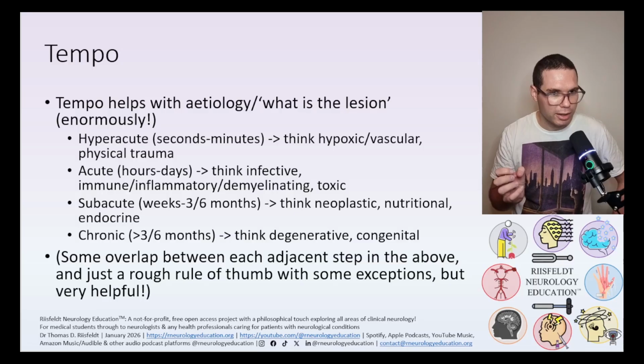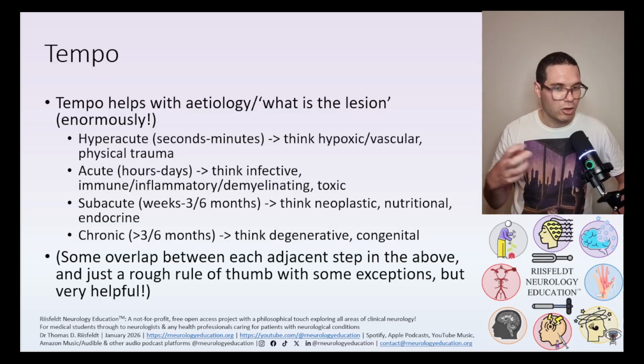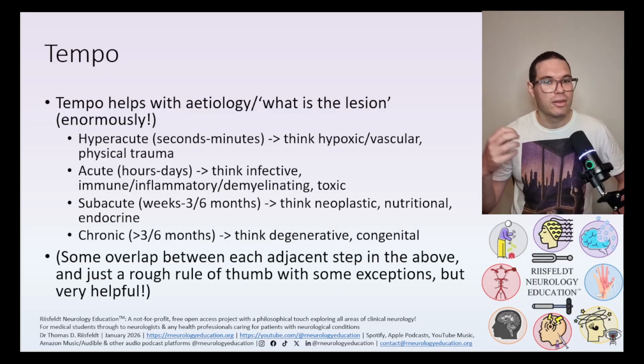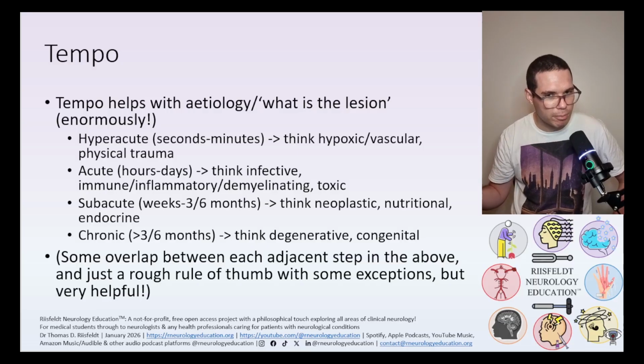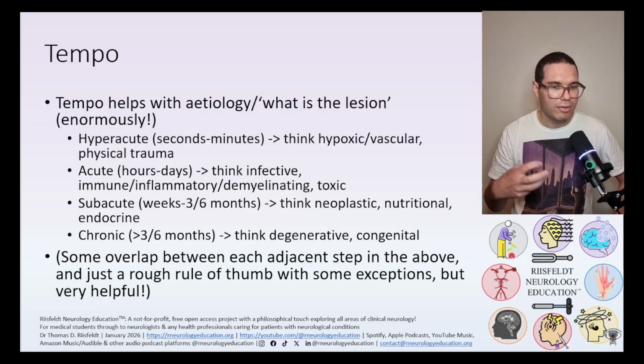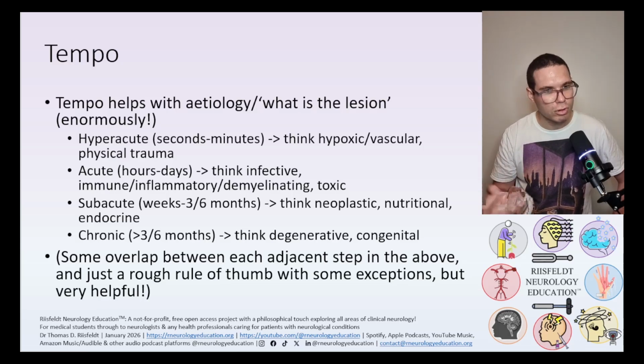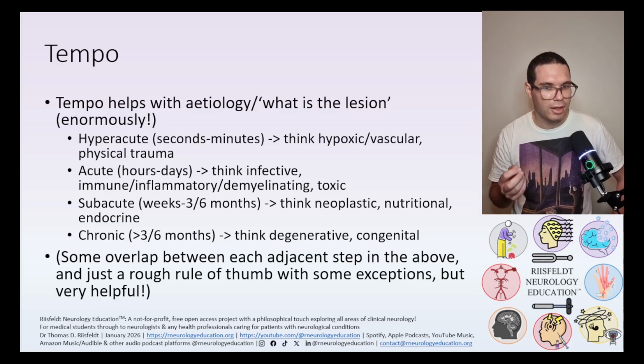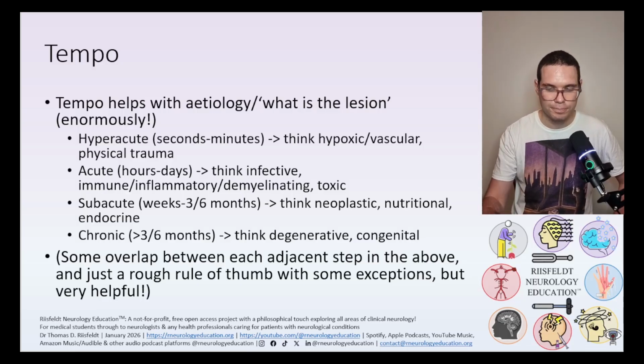So just very quickly again, hyperacute seconds to minutes. Think along the lines of vascular, hypoxic, hemorrhagic, and also physical trauma. If it's acute, so hours to days, think along the lines of infective, immune, inflammatory, demyelinating, and toxic. If it's subacute, so weeks to 3 or 6 months, think neoplastic, nutritional, endocrine. And if it's chronic, so more than 3 or 6 months, think degenerative and congenital.